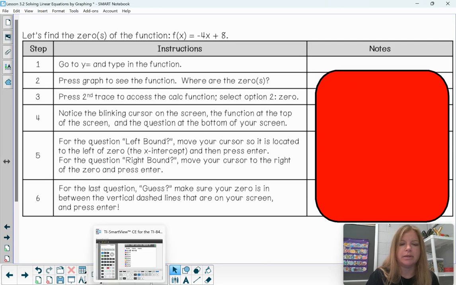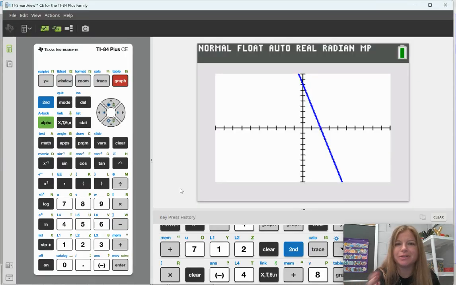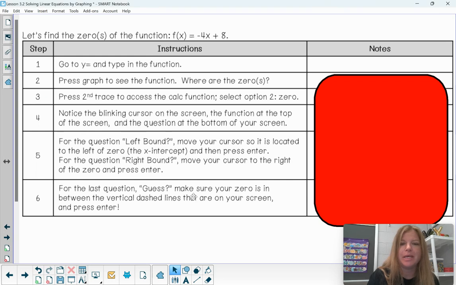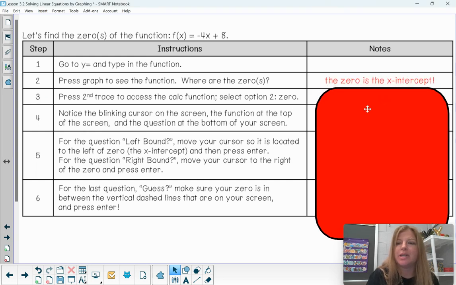Where are the zeros? The zeros are the x-intercepts, where it crosses the x-axis. I think we can probably tell pretty well just by looking at this graph that it looks like it's crossing the x-axis at 2. But do I know that for sure? Well, we're going to make sure that we know for sure if it's 2 or not. We know that the zeros are where the x-intercepts are, and I see that there's one x-intercept. But now I want to use my calculator to make sure. I think it looks like it's positive 2, but let's let the calculator tell us for sure.